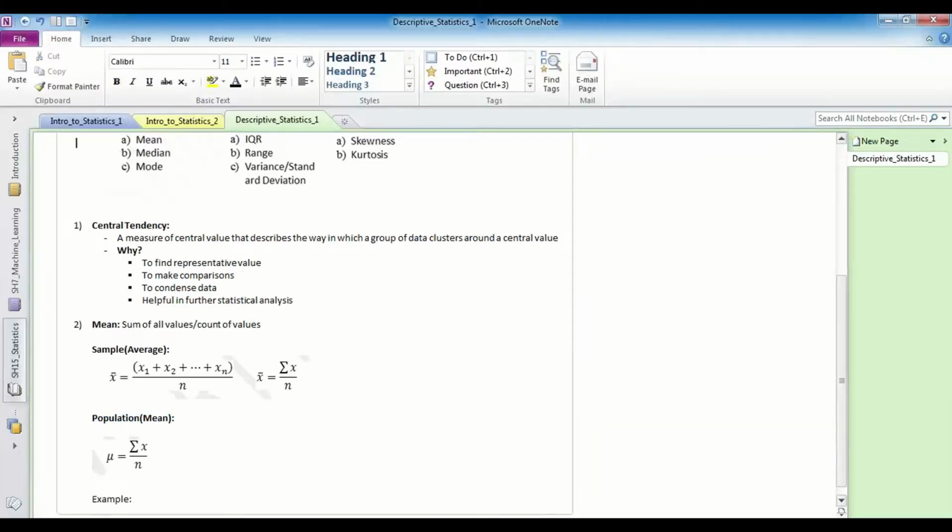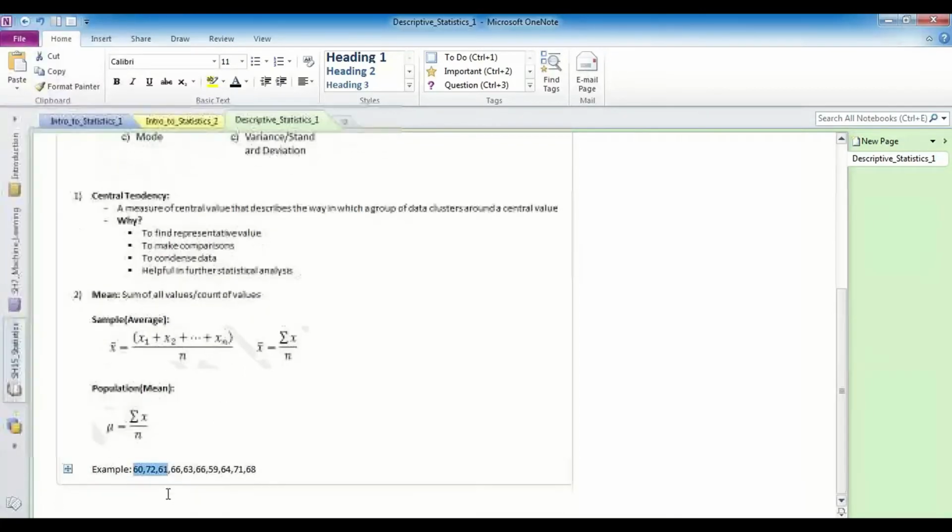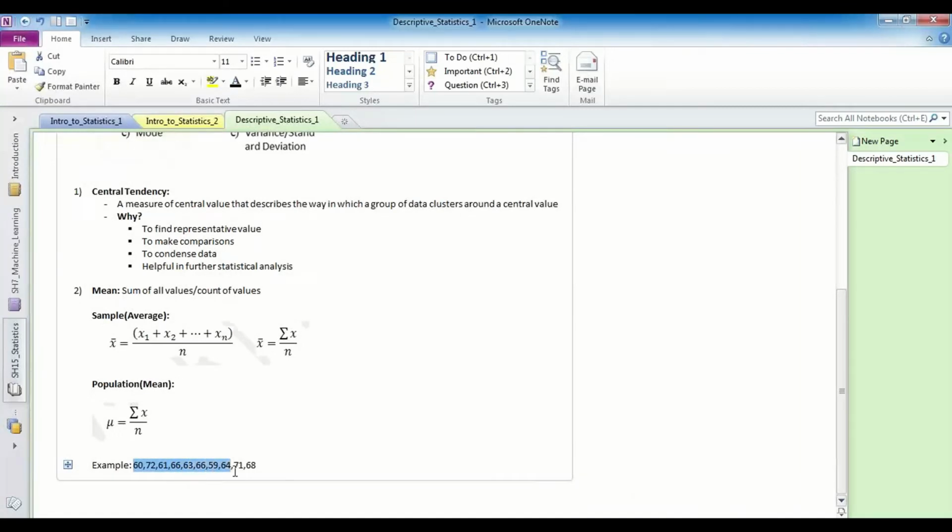Okay, now guys, please be available. I'm just trying to write some numbers. I want you to calculate the mean of these numbers. If you are in front of an Excel sheet or calculator, I need a quick reply. 60, 72, 61, 66, 63, 66, 59, 64, 71, and 68. How many total numbers do I have? 3, 6, 9, and 10. So the total is 10 numbers. Now if I calculate the mean of it, what would be the value, guys?